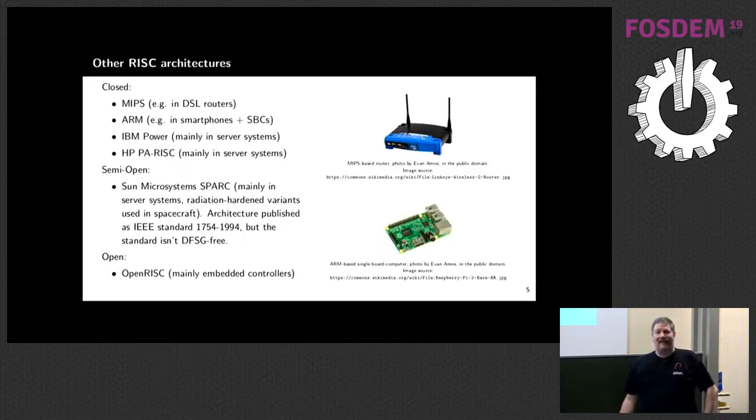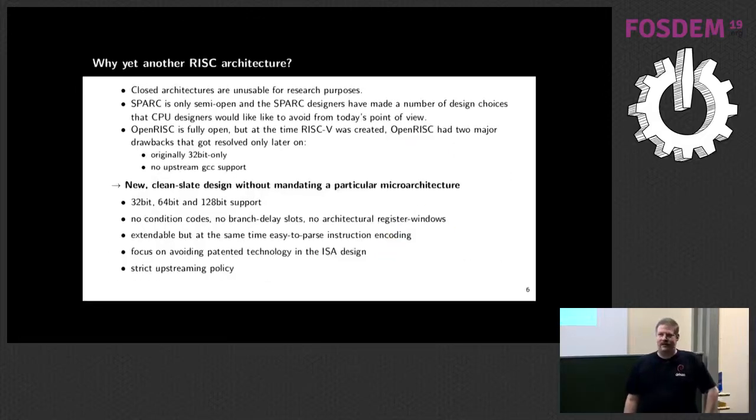So why yet another one? There are already so many to choose from. RISC V has been designed at university. One of the targets of the architecture has been teaching. And closed architectures are not suitable for teaching, because you're legally not allowed to just implement an x86 CPU without having a license from Intel and AMD. Spark has the problem that it's only halfway open, and the Spark designers have actually made some choices that, well, people wouldn't do now, today. And OpenRISC is a fully open design, but OpenRISC has a historical problem.